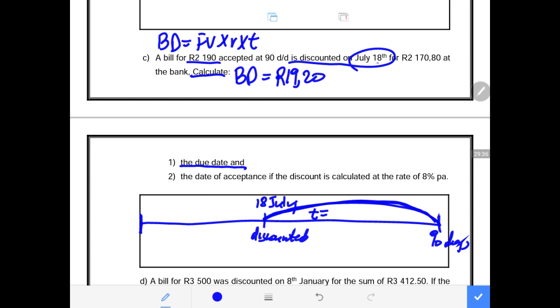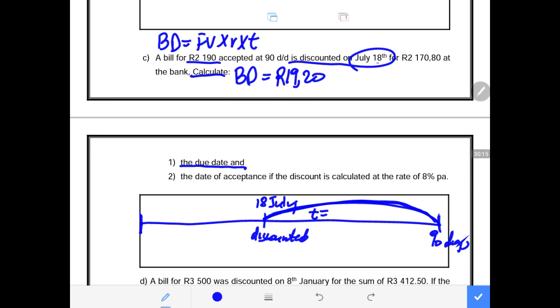And how can we calculate from the 18th up until the 90th day, which we don't know? Remember, from 18 up to the 90th day is not 90 days. It might be 30 days, because the bill was accepted somewhere on a date we don't know. We only know that somewhere along the way, from the 18th of July, the bill was discounted. So in simple terms, we need to calculate our T using our formulas, calculating our unexpired period.